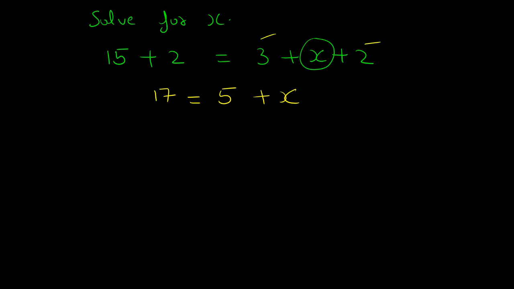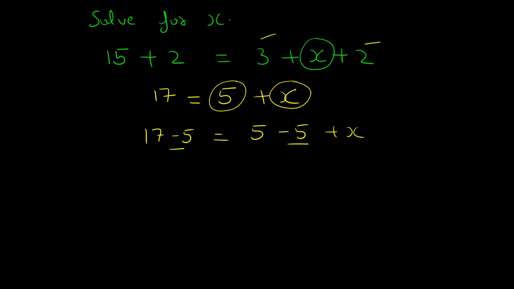So now we can leave the x right over here on the right side, and we can subtract 5 on both sides because 5 is positive over here, so we will subtract it. If this was negative, we will add it on both the sides. So now we will subtract it. We have 17 minus 5 is equal to 5 minus 5 plus x, right? We subtract it on both the sides. This gets cancelled and we get 12 is equal to x.